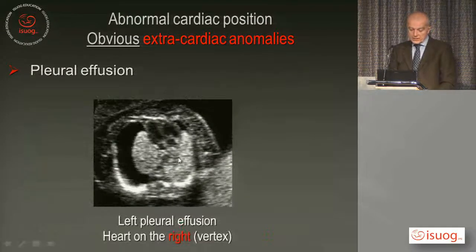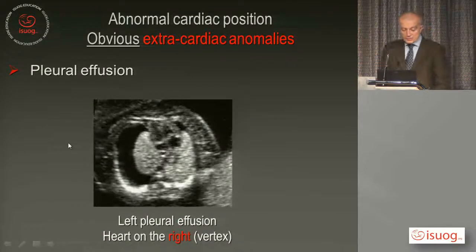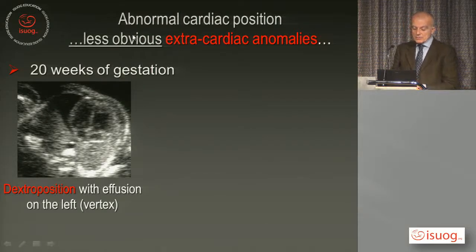And also another case, in this case, was the single pleural effusion to be responsible for the displacement of the heart. Sometimes you have less obvious abnormalities which may be responsible for dextrocardia. You see here, 20 weeks of gestation, this patient was referred because of apparently pericardial effusion.